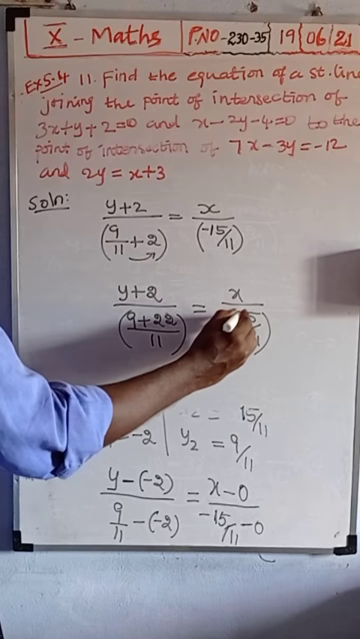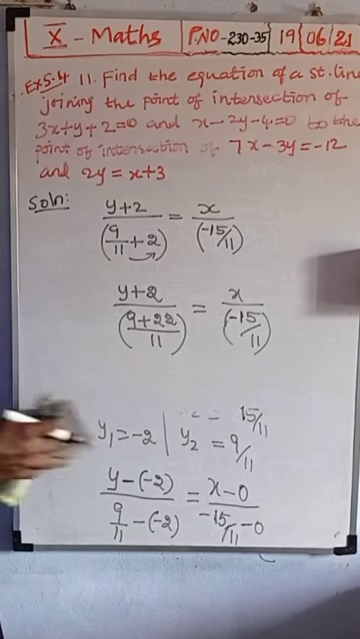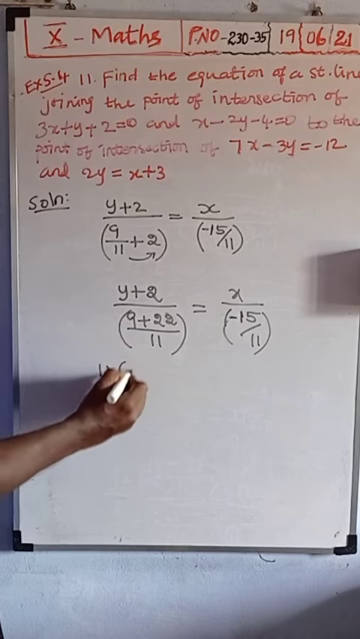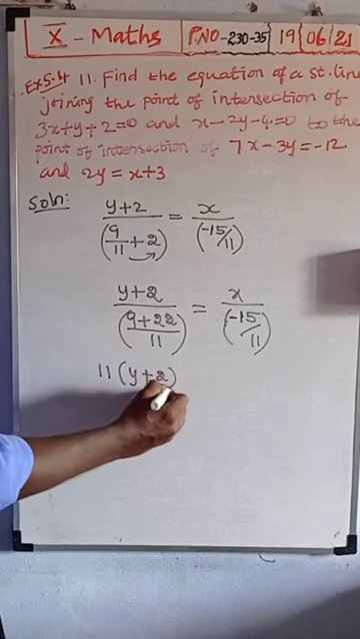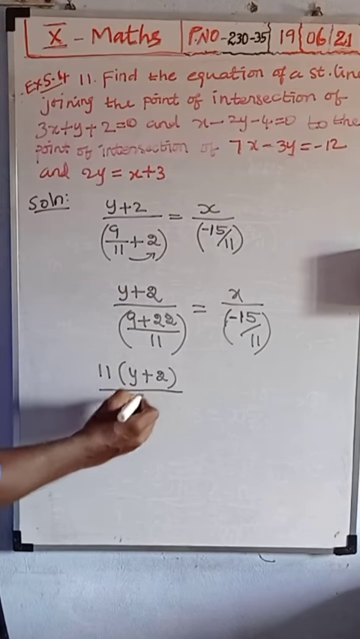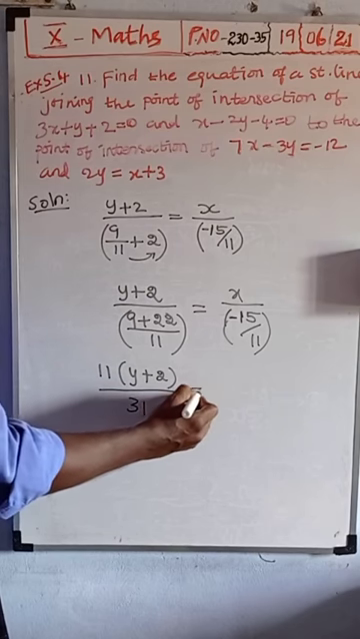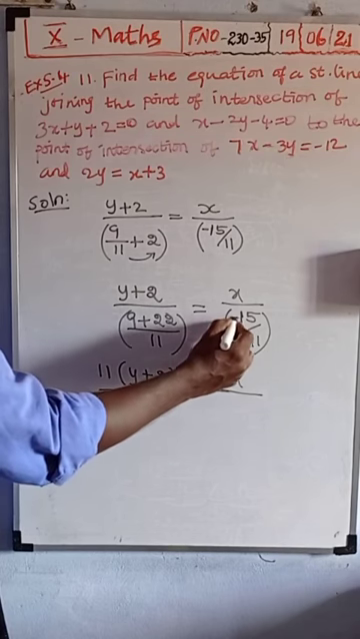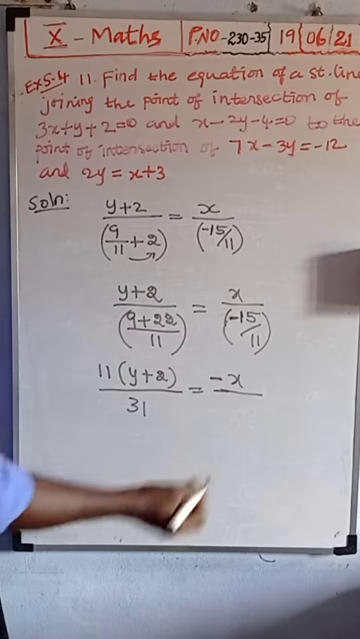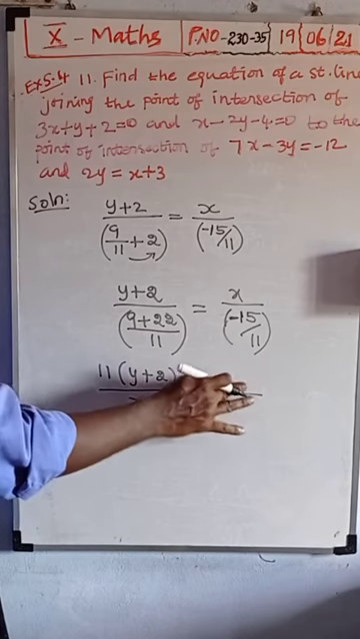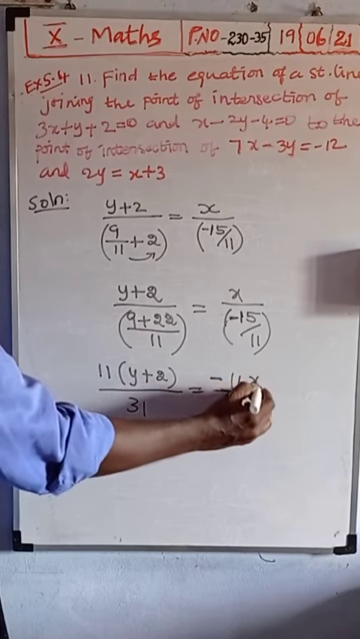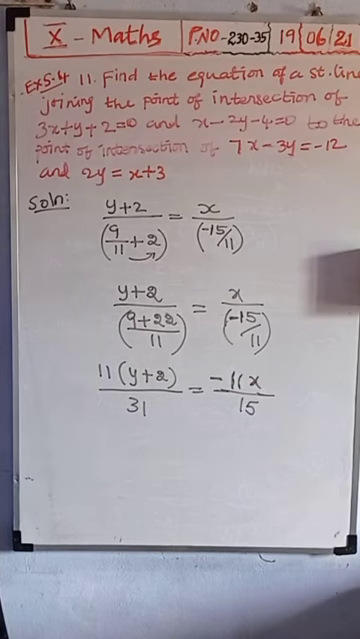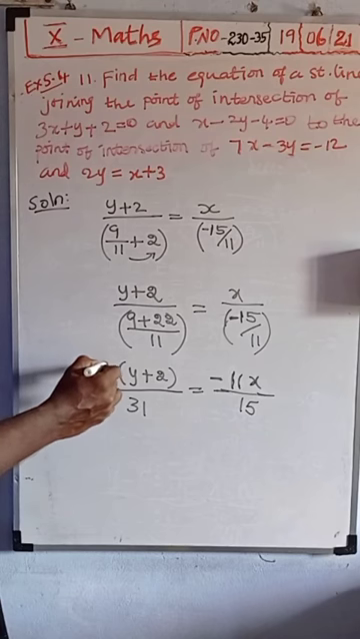Minus 15 by 11. Now next step, on both sides the denominator is 11, so it goes to the numerator. So 11 of (y plus 2) whole divided by... you should add, we will get 31 is equal to x by... this minus also goes to the numerator. So minus 11x by 15. Okay. So now on both sides the numerator 11 is there.